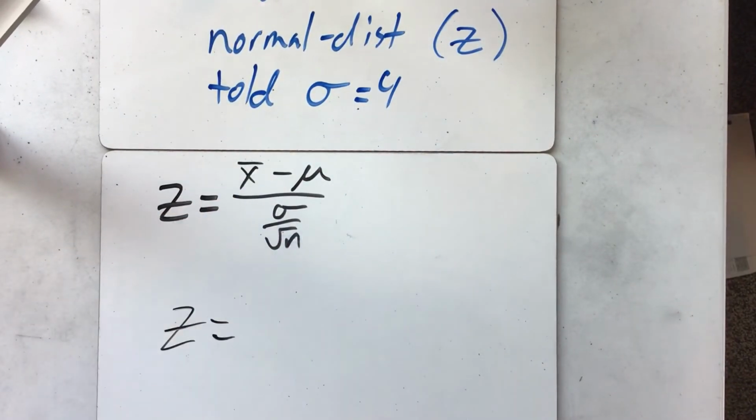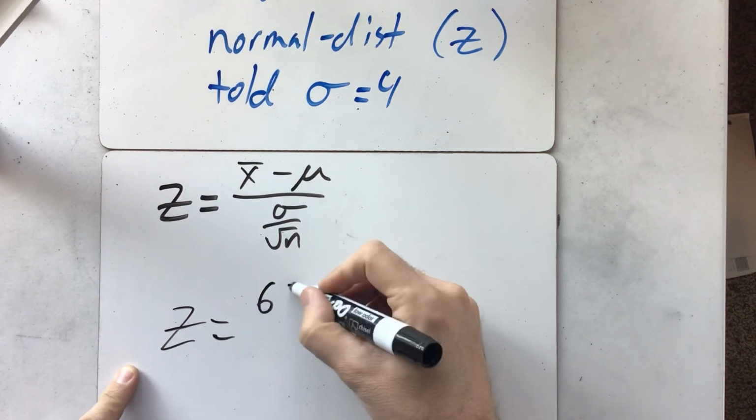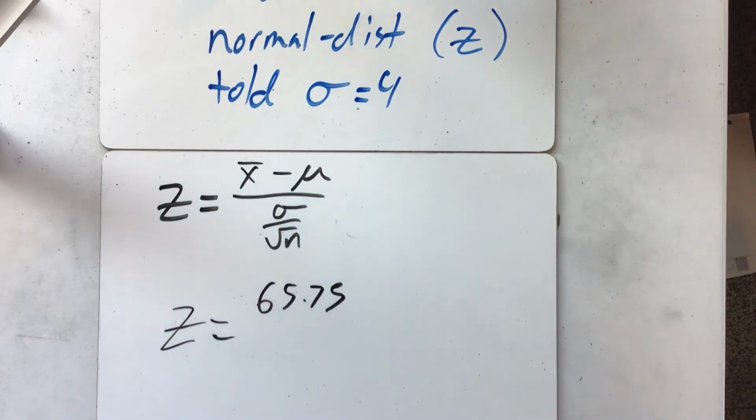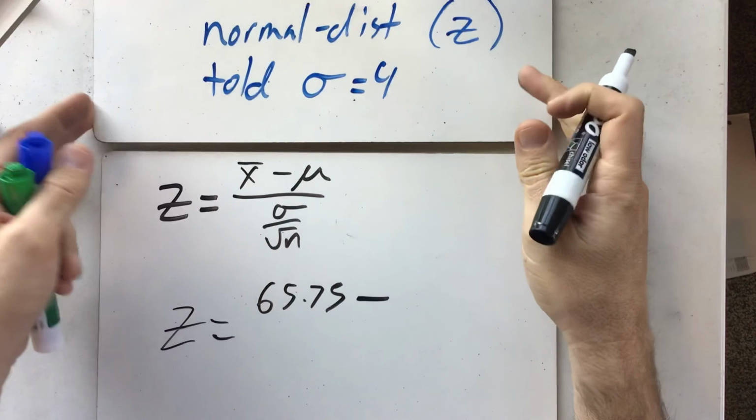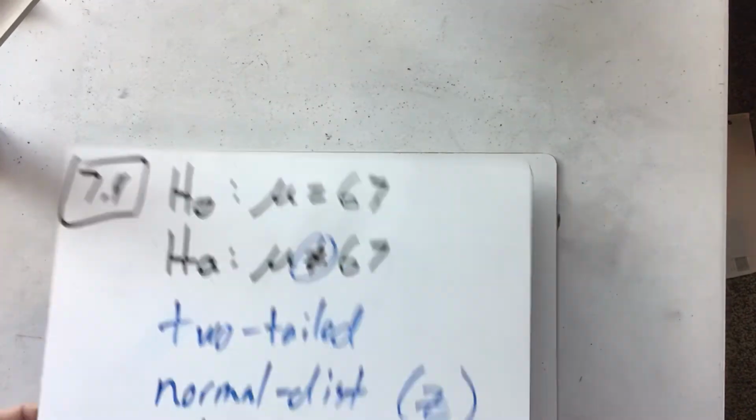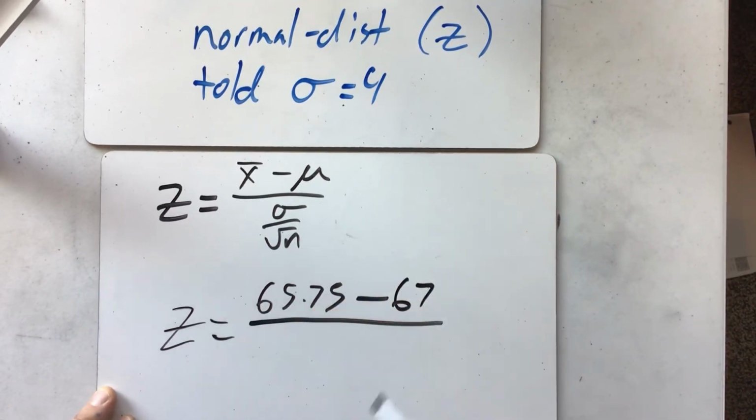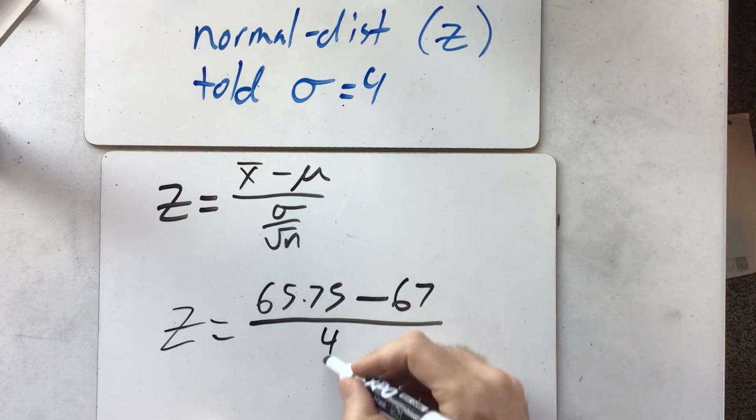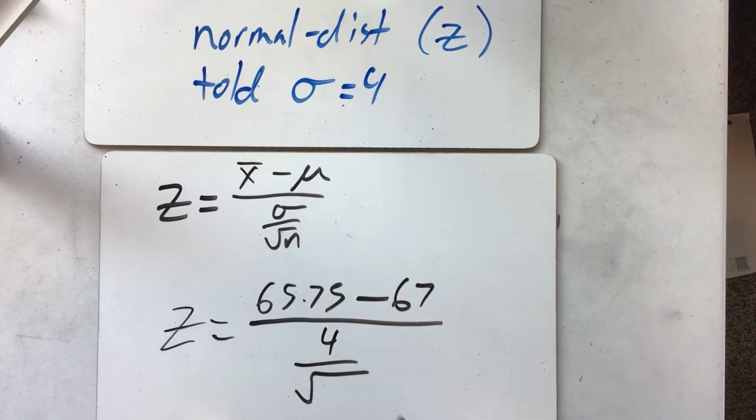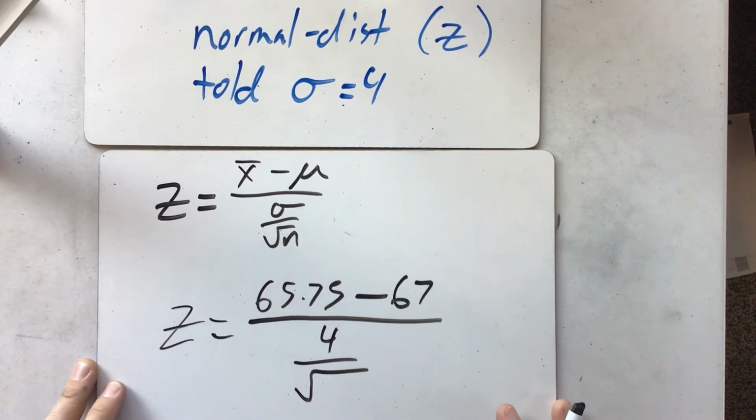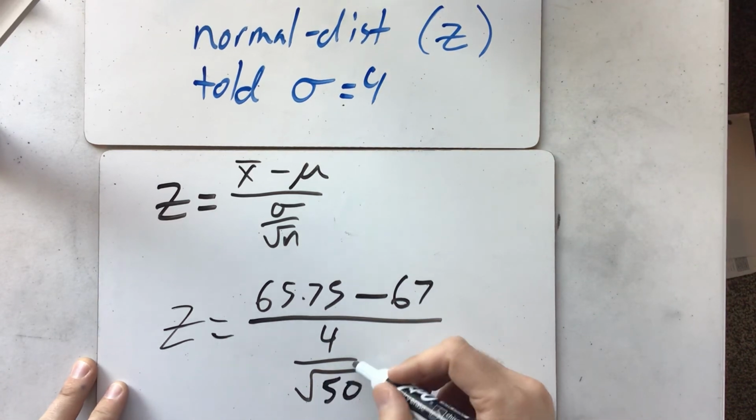The X bar is the average from the cars that we studied. And so our X bar was 65.75 because for our 50 cars, that was our average. Mu is the number that came from our null hypothesis. Mu is 67. Sigma is 4 because that, again, came from our problem. And then N is how many cars we studied. And you'll notice that it says we studied 50 cars.